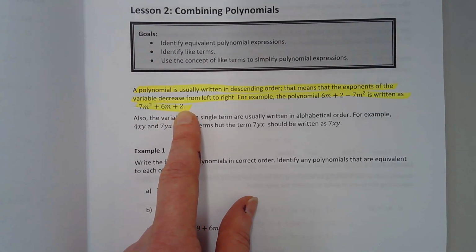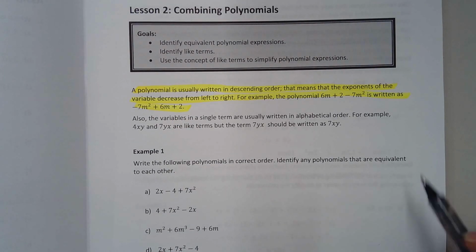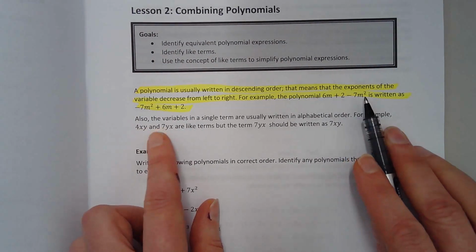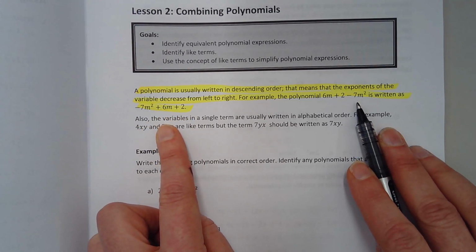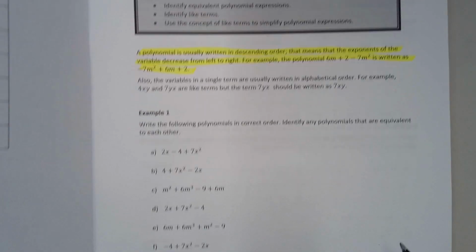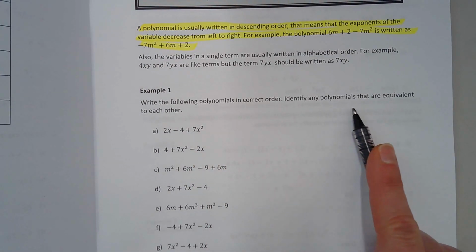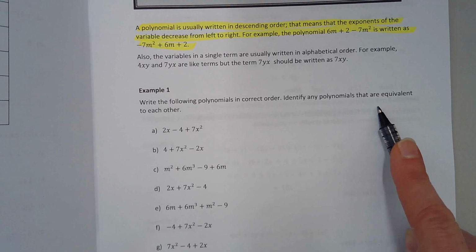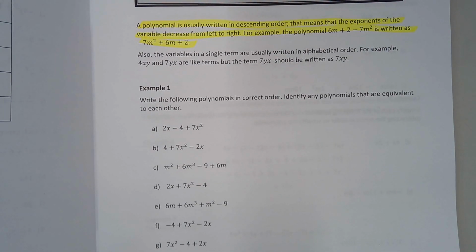Would it give you different answers? No, because all we're doing is arranging, Blanca. It's the same three pieces written, they're just written in a different order. So the order doesn't change the value of the expression at all. Okay, and there's a reason we're doing this, but I'll get to that in a moment. But it says write the following polynomials in correct order. Identify any polynomials that are equivalent. So again, just kind of train your eyes to see this new language.